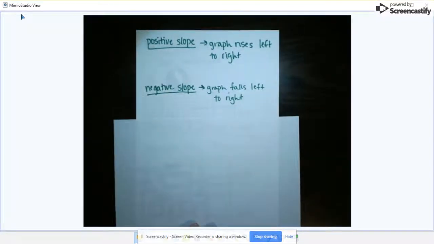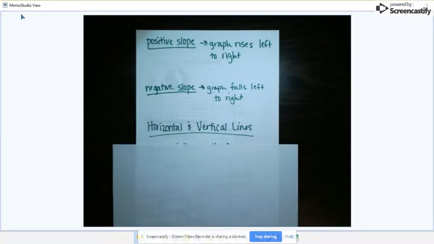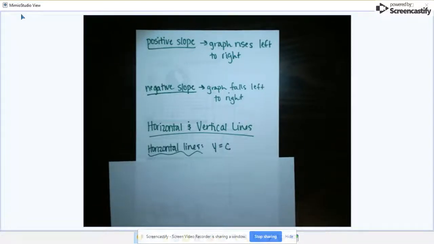We're going to look at 2 special types of lines to finish out our lesson. So we're going to have horizontal and vertical lines. Horizontal, think about the horizon, and vertical is up and down. Horizontal lines will always be the equation y equals some number, so C stands for constant. And talking about slope, horizontal lines will always have a slope of 0.